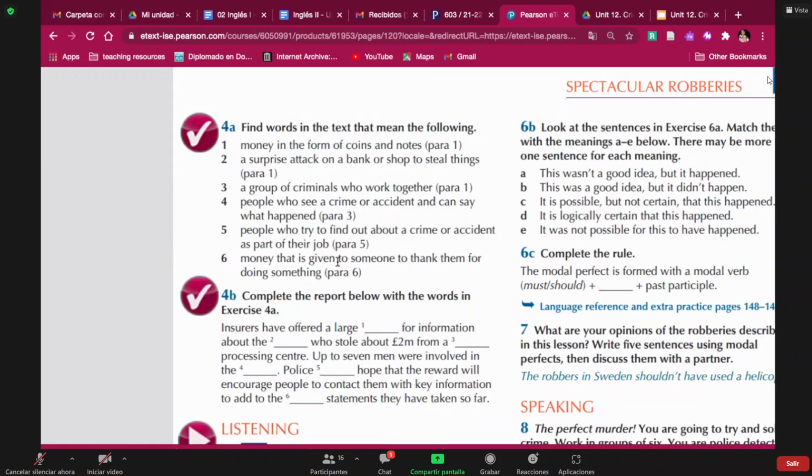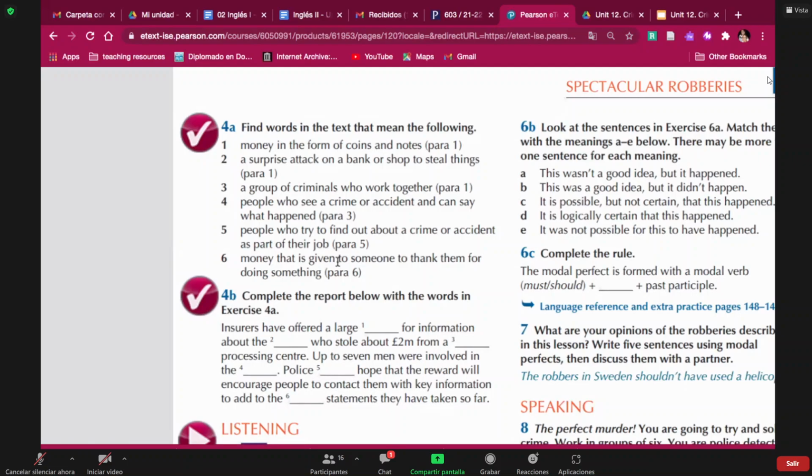Cash. Please remember that in British English, notes are bills. Okay? Bills. Entonces, todo el dinero in the form of coins and notes is cash. Okay? Good, thank you. Ricardo, please, number 2.